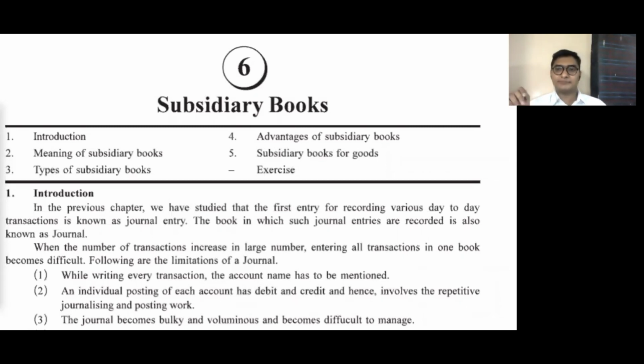Rule number three, only goods are recorded in subsidiary books. Goods are recorded means if there is an asset purchase or sale, or any other investment purchase or sale, we have to ignore it. Why do we have to ignore it? Because for special transactions, there is chapter number 8, that is special journal entry.